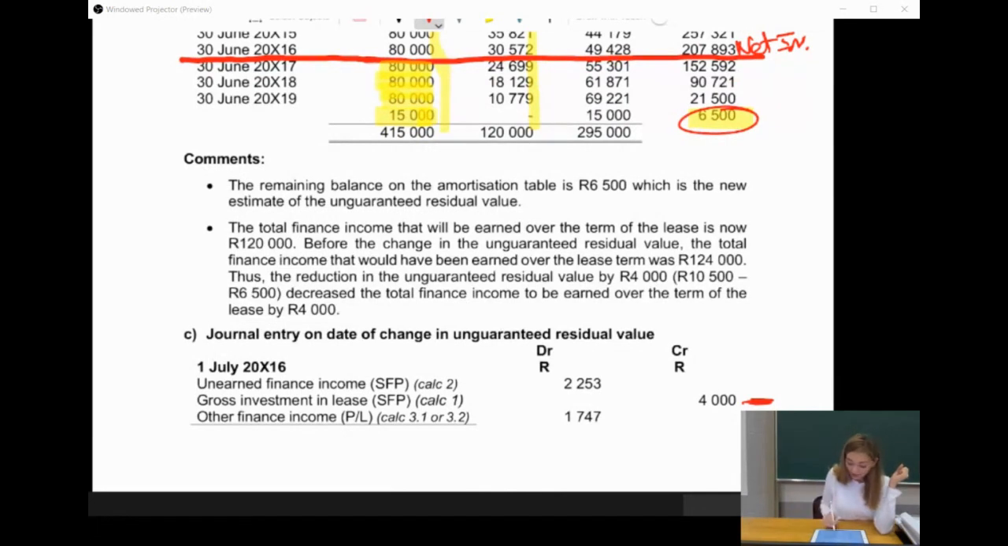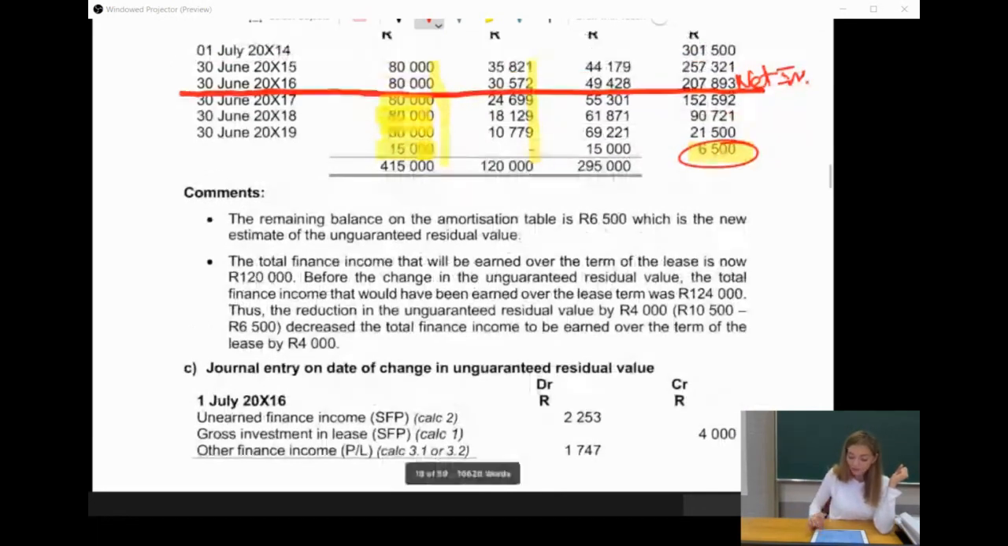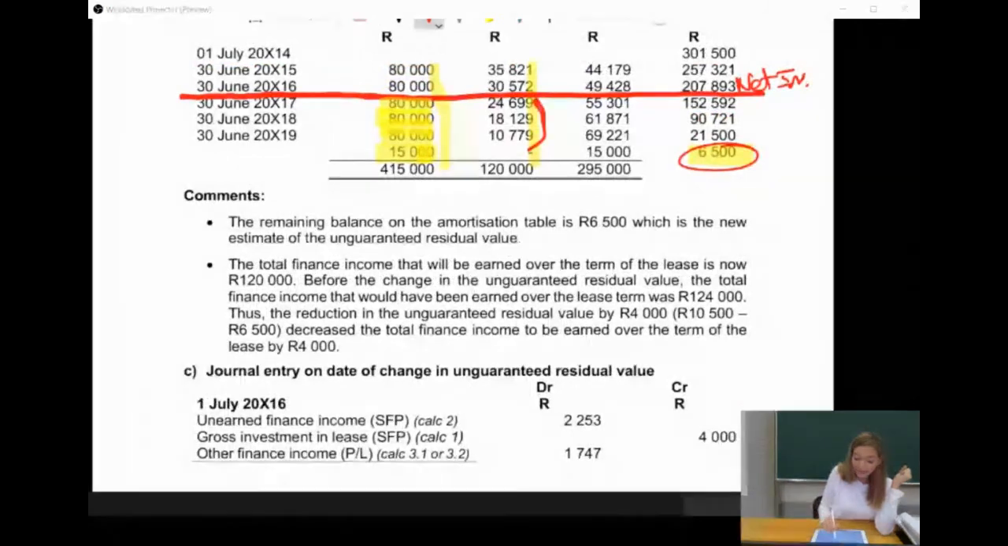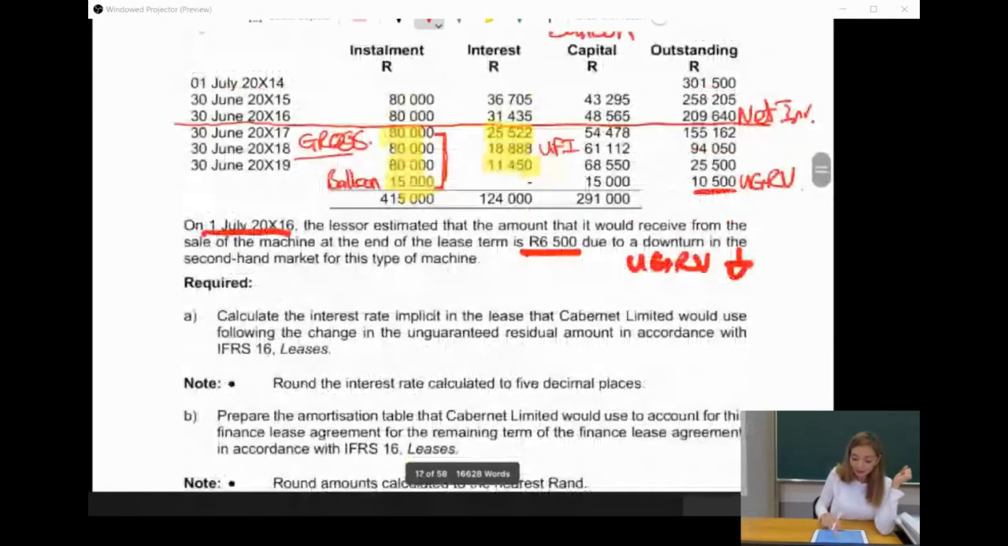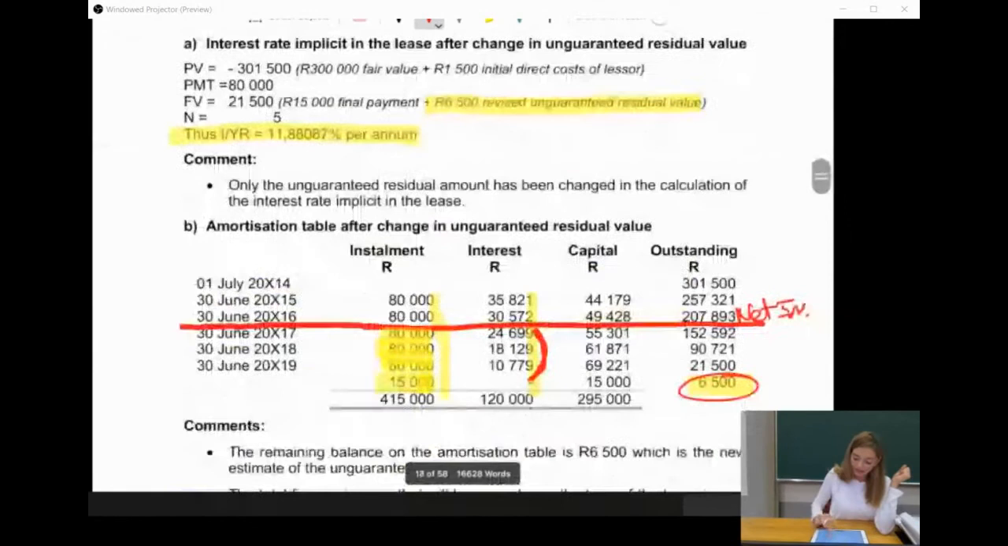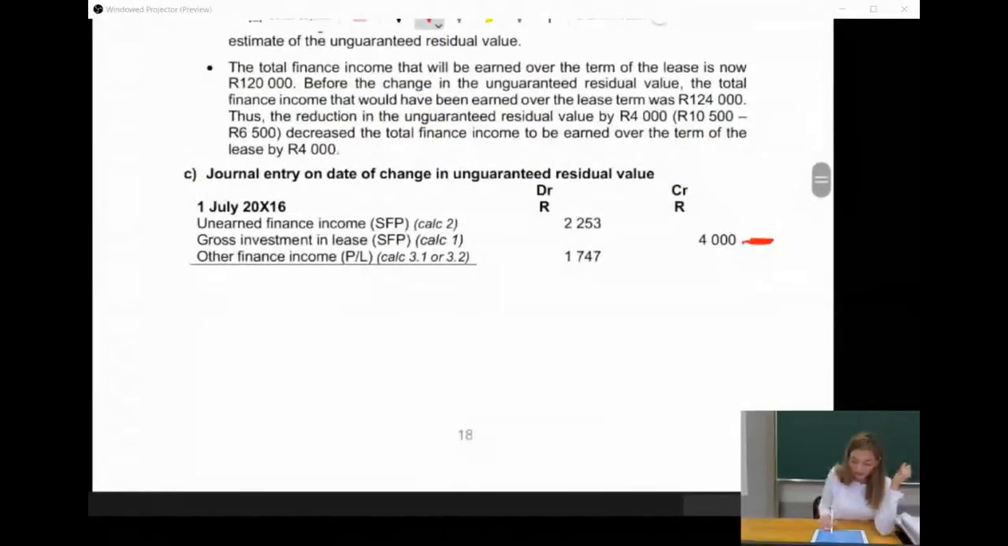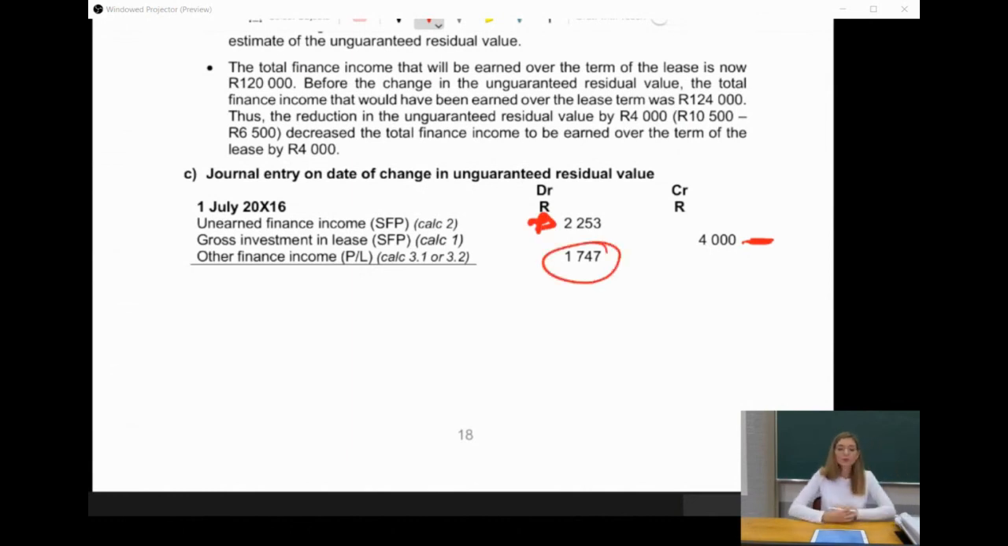And then we have to fix our unearned finance income. So we have to calculate what should the balance now be in my unearned finance income versus the balance that I have at the moment. So we have to fix that. We see that, okay, that means we have to decrease the unearned finance income with the difference. And then the net amount just goes to finance income.